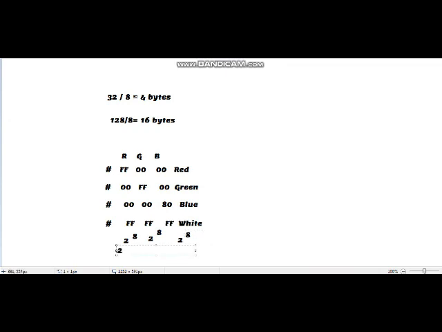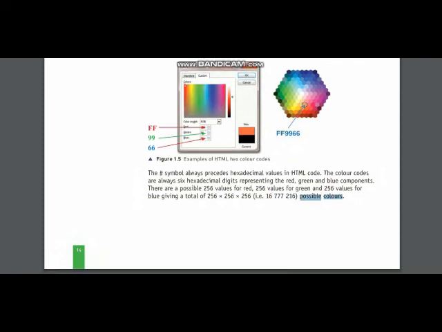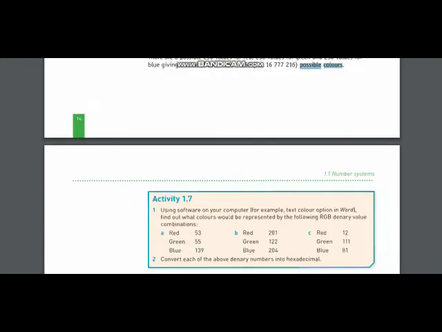So if you multiply 256 into 256 into 256, you will get the value which is given in your book. 16777216 is the number of colors that can be accommodated in these 3 bytes for the red, green, blue color system.